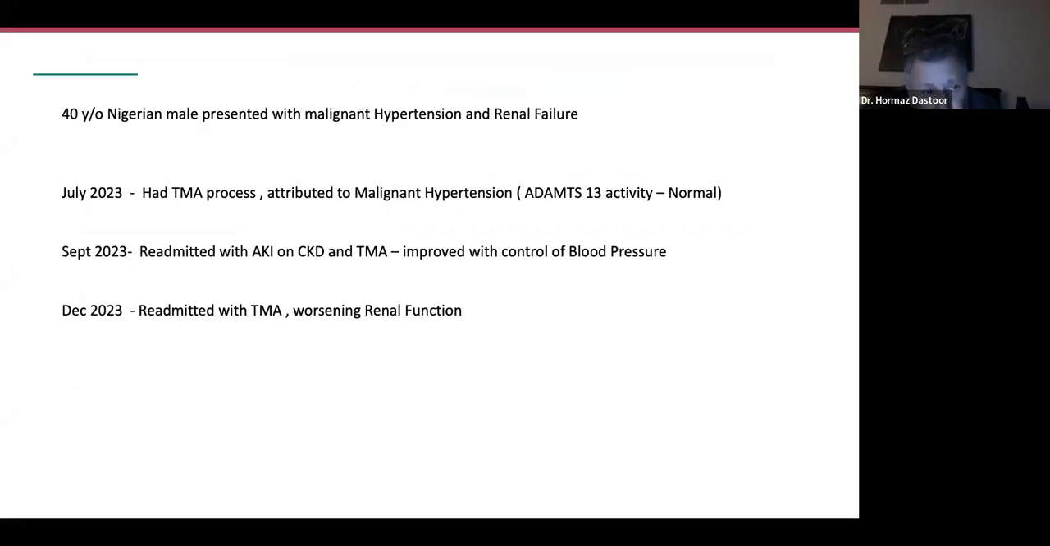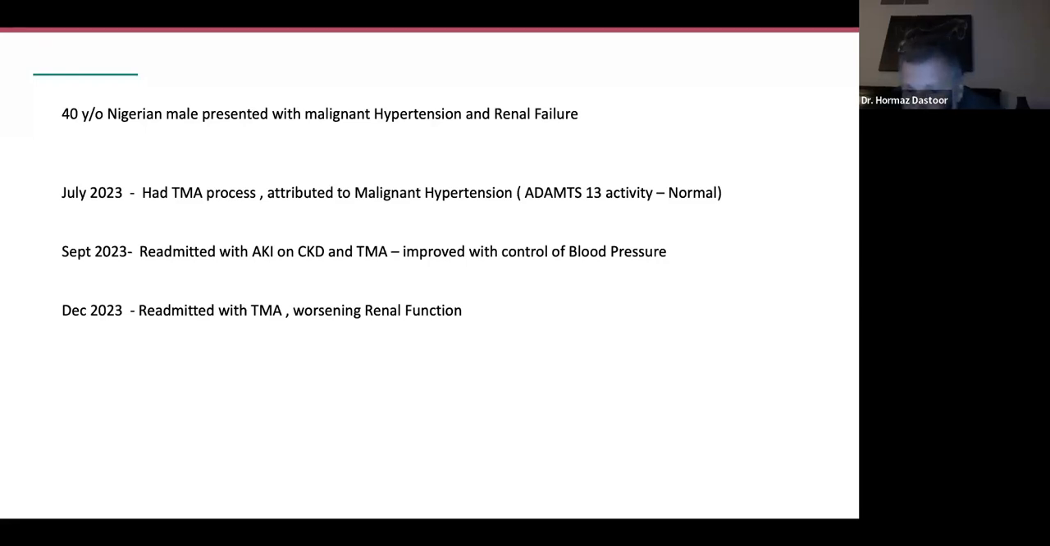Now, just to highlight this, I have a case presentation. We had a 40-year-old Nigerian male who presented last year with malignant hypertension and renal failure. So in July 2023, I saw this gentleman for the first time, and he had a TMA-like process. Now, I attributed it mainly to malignant hypertension, mainly because I think there was a deficiency or gaps even in my knowledge. But I said to myself, okay, he has a TMA-like process. I'm not going to do a $1 million workup on him. I don't want to do genetic testing or testing for other diseases. It looks like a clear-cut case of malignant hypertension causing TMA and renal failure.